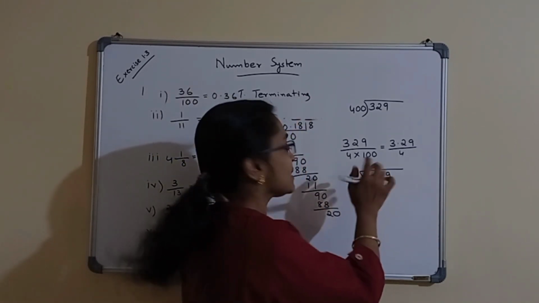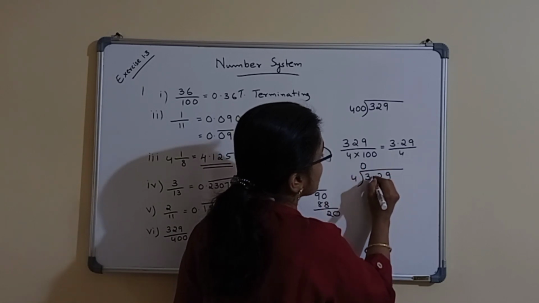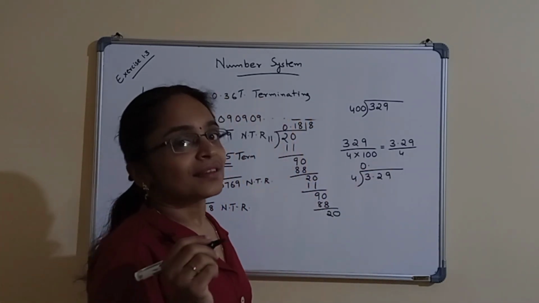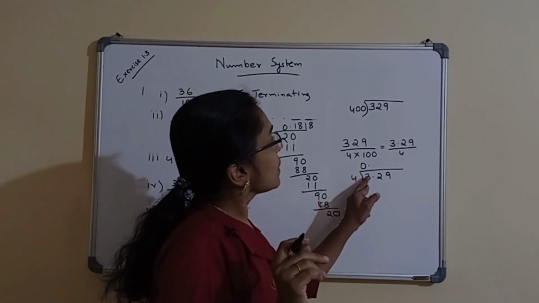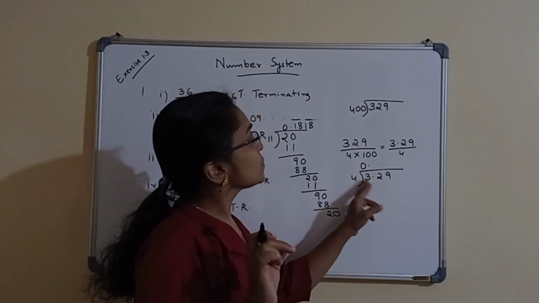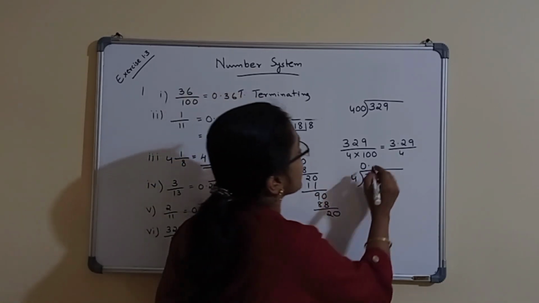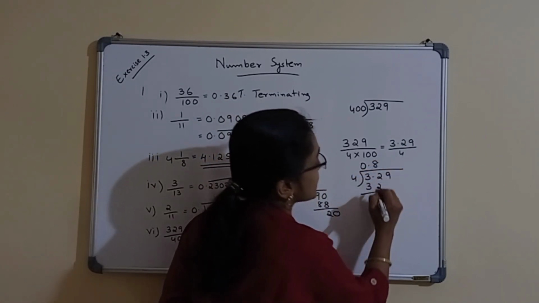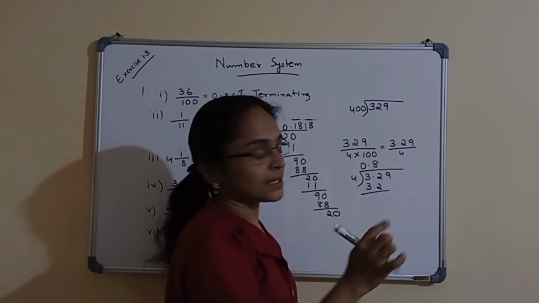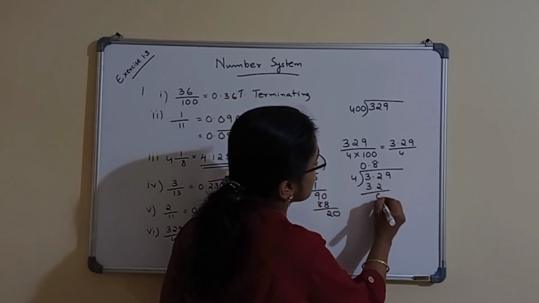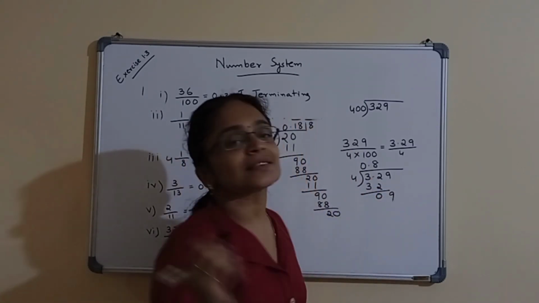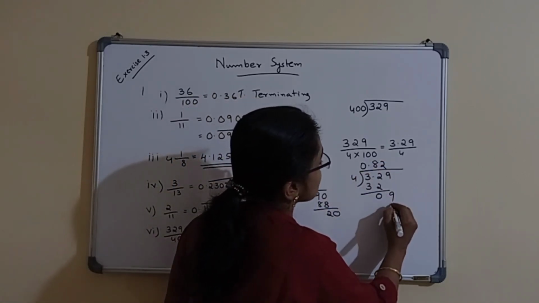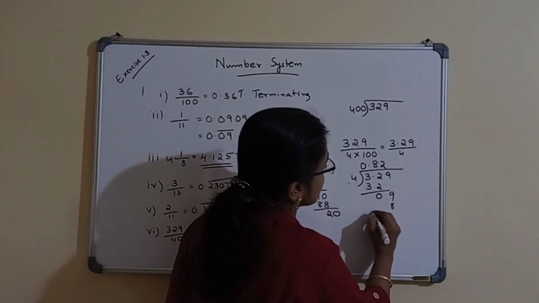It is 0. So write a 0 here. Now there is a point here, so we have to put the decimal point. Now take this 32. Now 32 by 4 is 8, and 8 into 4 is 32. So 32 minus 32 is 0. Now bring this 9 down. Now 9 by 4 is 2, and 2 into 4 is 8.